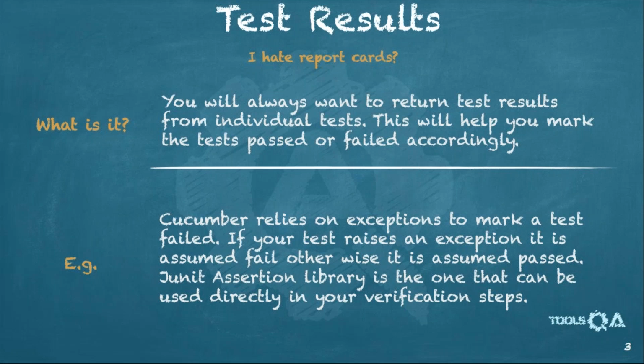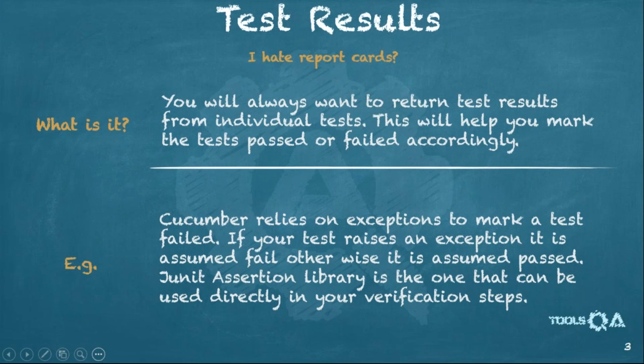So how does your test inform Cucumber that it has passed or it has failed? Cucumber relies on exceptions to mark a test pass or fail. What it means is that if your test step produces an exception, then Cucumber will assume that it has failed. Otherwise, it will straight away assume that your test has passed.